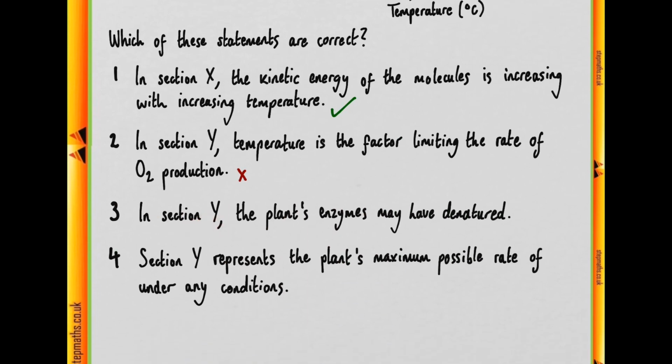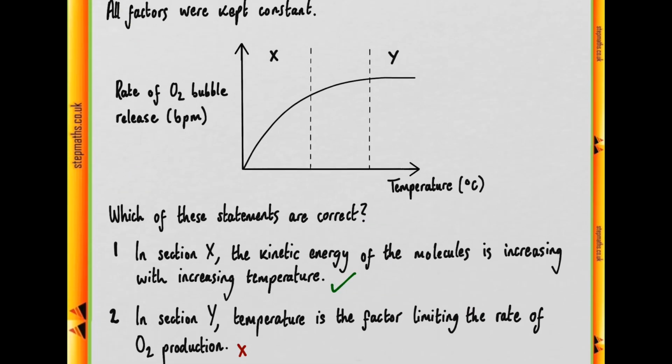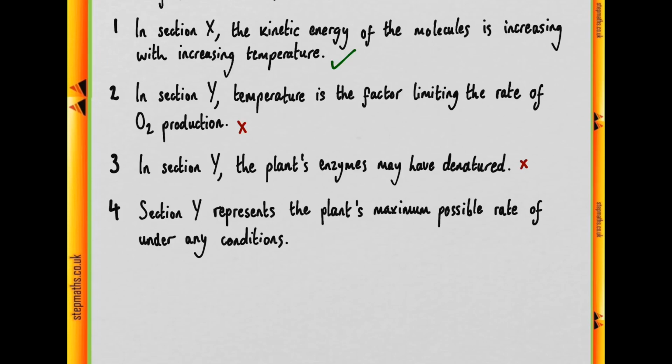The third statement is that in section Y, the plateau section, the plant's enzymes may have denatured. Now the denaturing refers to the changes to the three-dimensional structure of a protein that can occur when the temperature is too high, because that causes the bonds within the protein to break down. And that obviously has an impact on the rate of reaction because the enzymes are no longer functional. But if we look at our graph, there's no evidence that there's denaturing because the rate has not decreased. If some of the enzymes had denatured, then the rate would not be as high as it was earlier on. So no, there's no evidence of denaturing.